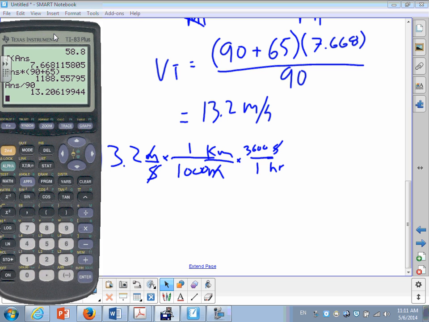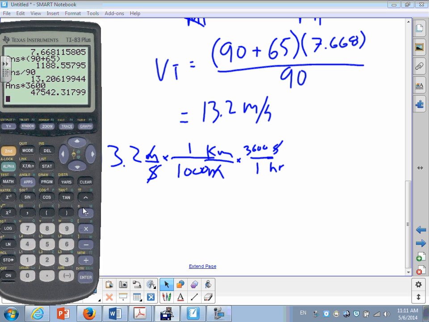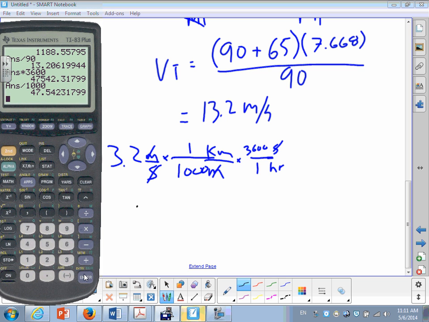in kilometers per hour. So let's see, we've got 13.2 times 3,600 divided by 1,000. Tarzan is traveling at 47.5 kilometers an hour. So he is traveling really fast, significantly faster than I can run.